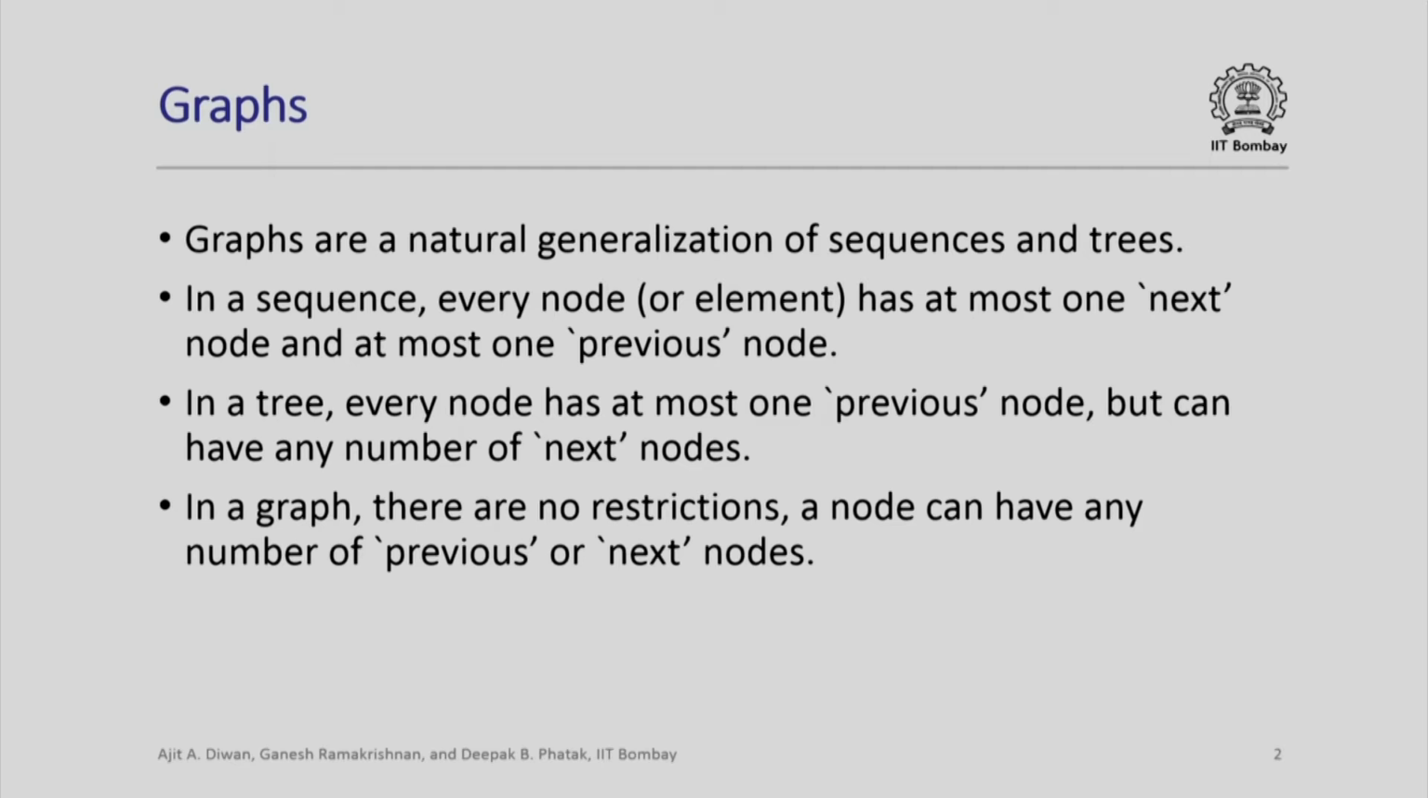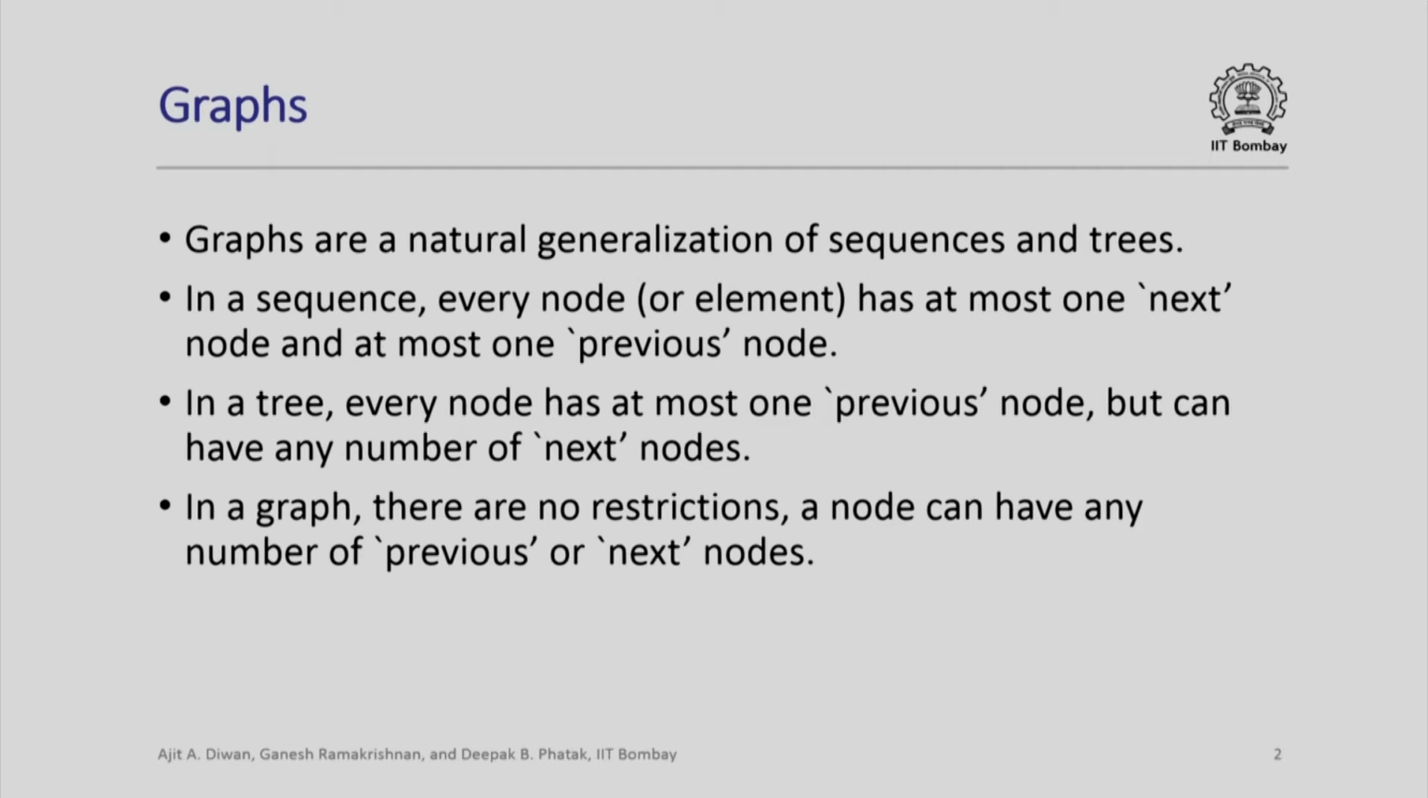In a tree, every node has at most one previous node, which we call the parent, except the root node, which does not have any parent. But a node can have any number of next nodes. They are called children in a tree. So, a node can have any number of children, but it will have at most one parent. A graph is obtained by just relaxing all these conditions.